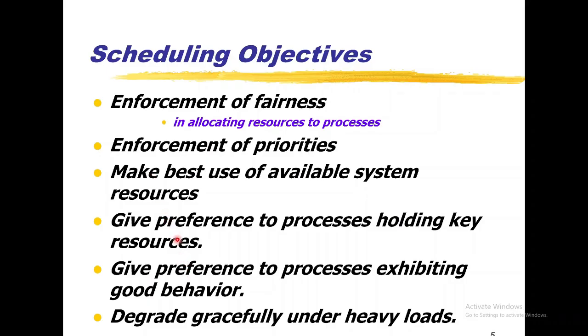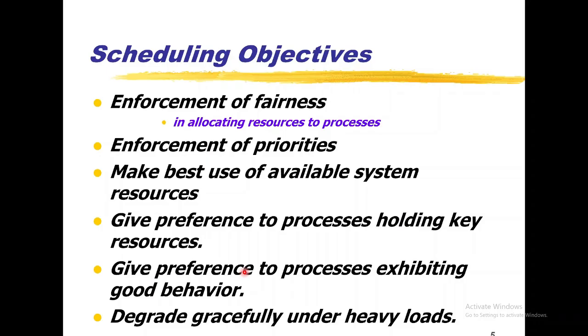The next one is to give preference to processes holding key resources. We want them to execute quickly and release those resources for others to use, so it's necessary to do that. Give preference to processes exhibiting good behavior. We have seen that there are certain things that make good behavior, and we'll see it later in the course.